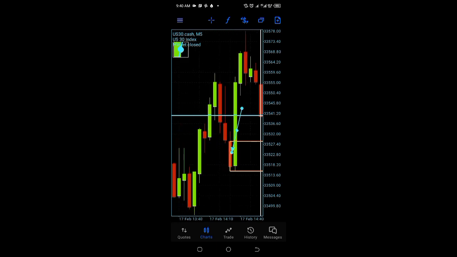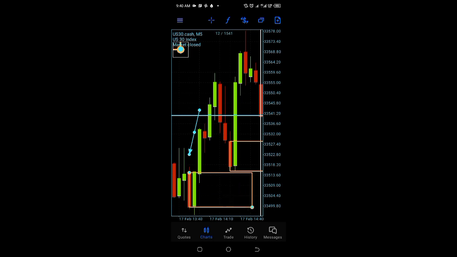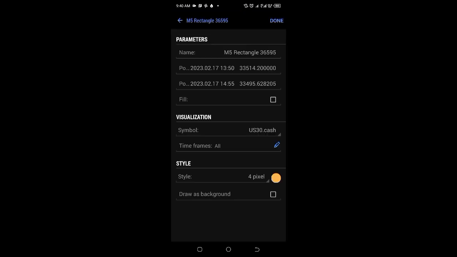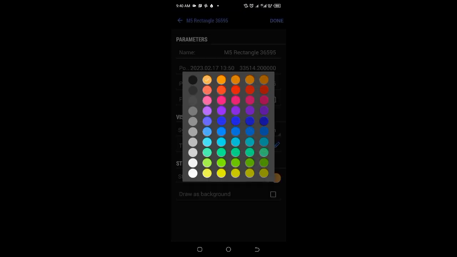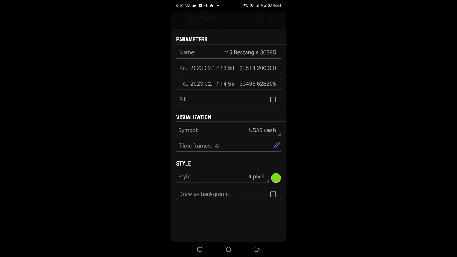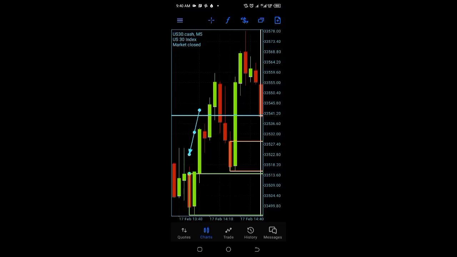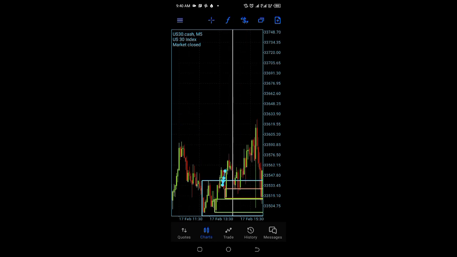Next, I will be marking out the next zone here. After this red candle, we have another last red candle down here, which is just below the previous one. I will be marking out this zone from the body to the wick below. Then I will change the color to green and extend this into the future so we can see any possible retest on that zone. All of this I'm marking inside the higher time frame zone, on the left side of the vertical line.